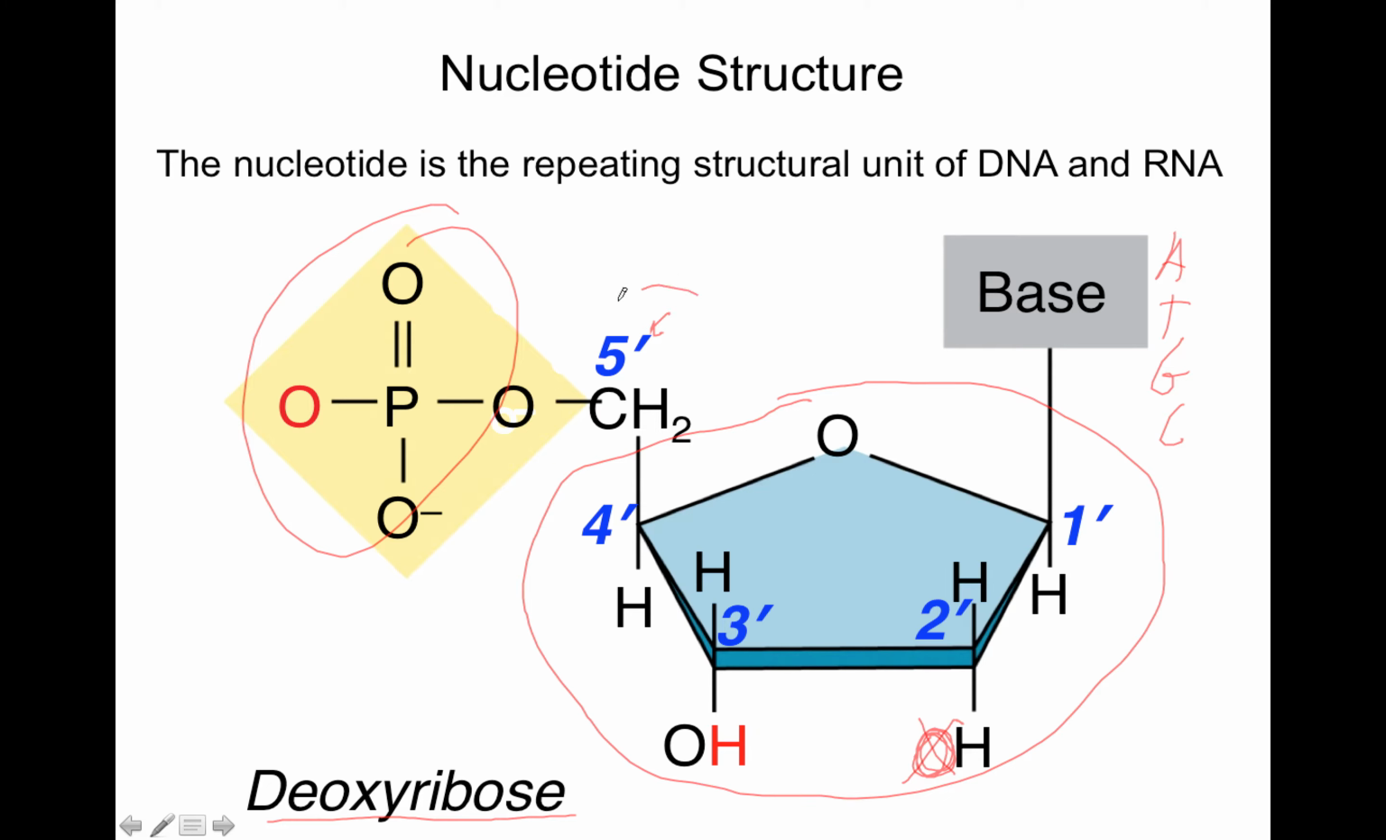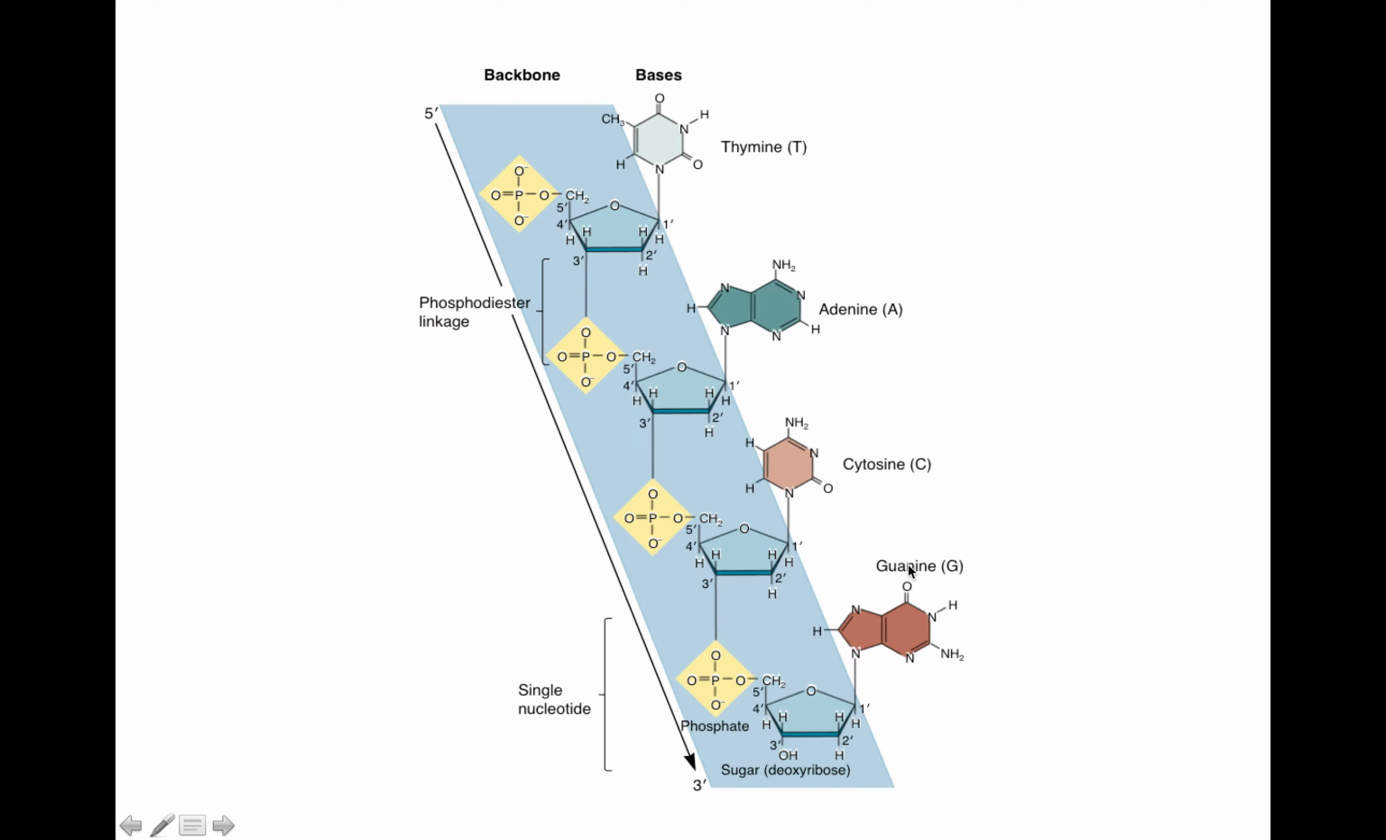It's important to notice that the 5' carbon of the sugar and the 3' carbon of the sugar are the two carbons that are referred to when we talk about a strand of DNA having a 5' end or a 3' end. And we'll come back to this often, over and over again, as we talk about the structure of DNA in more detail.